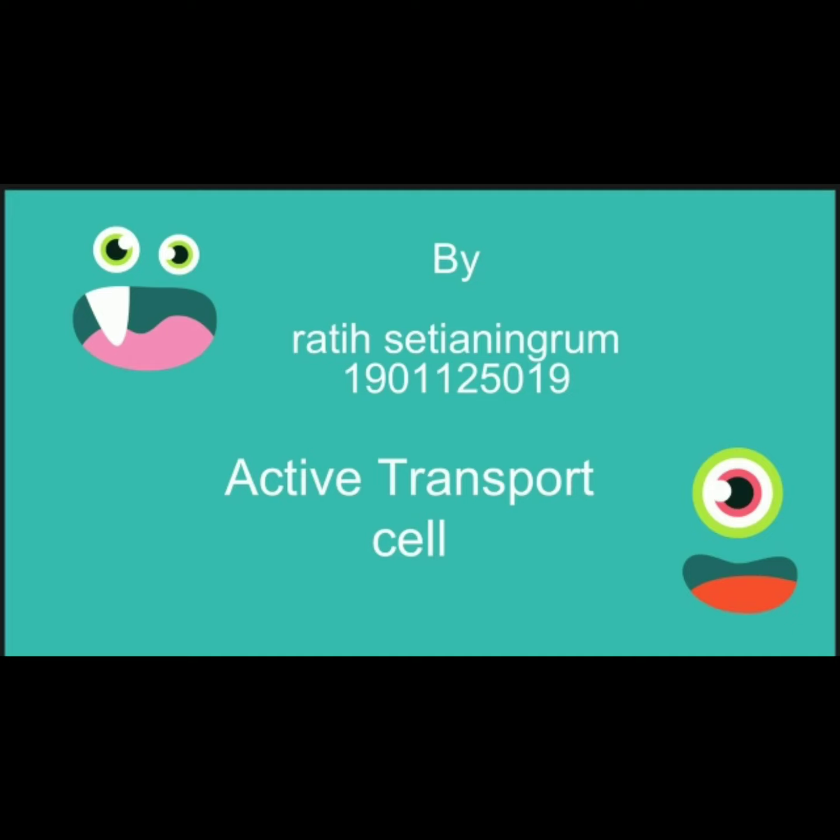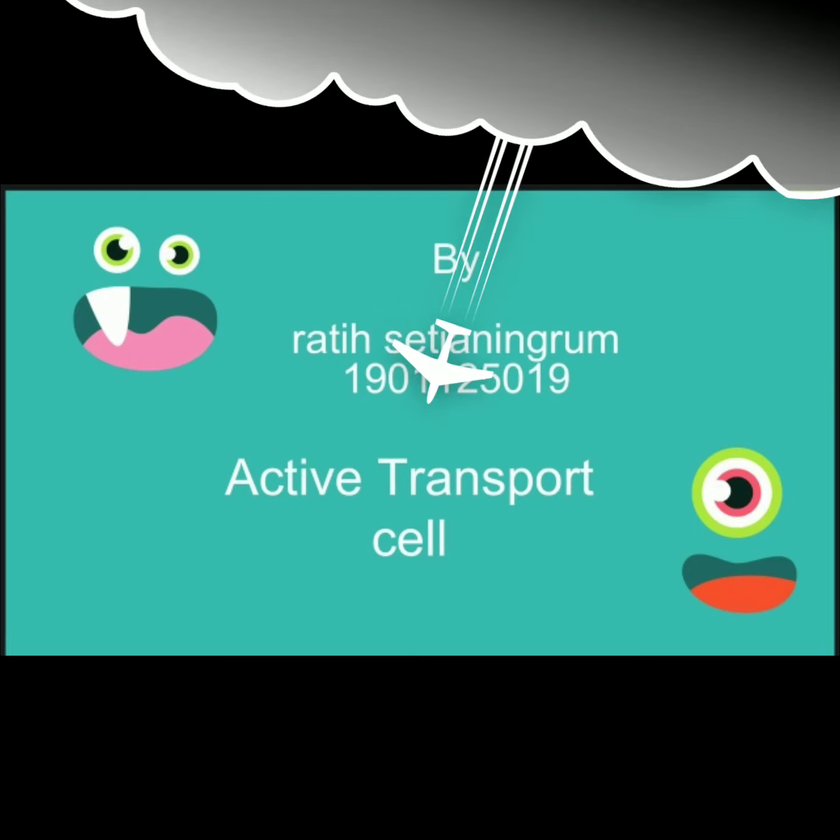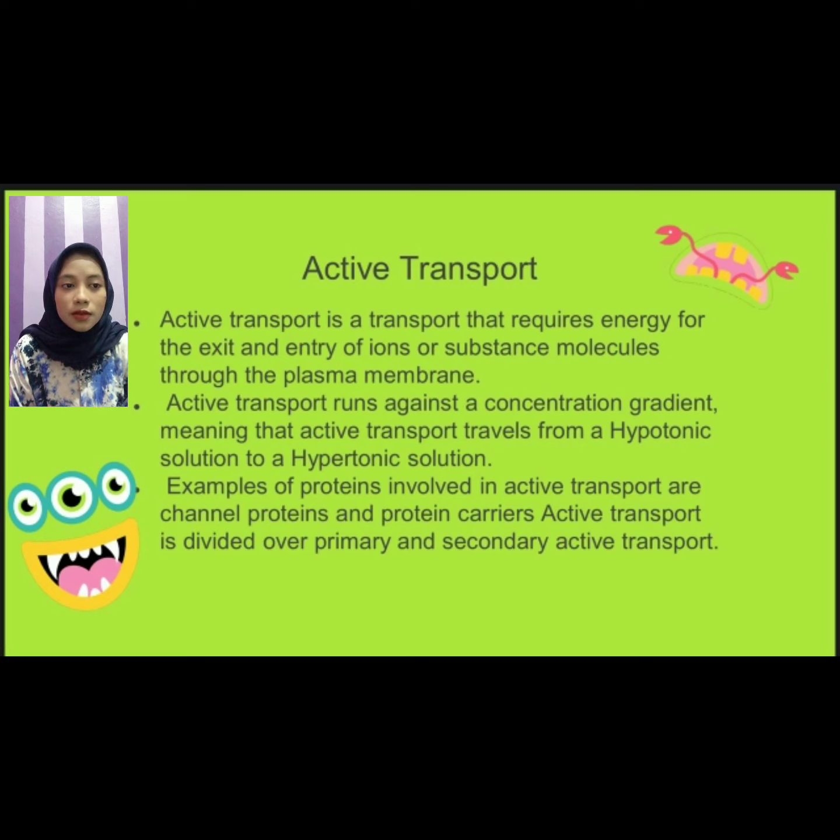I will present about active transport. Active transport is a transport that requires energy for the exit and entry of ions or substance molecules through the plasma membrane. Active transport runs against a concentration gradient, meaning that active transport travels from a hypotonic solution to a hypertonic solution. Examples of proteins involved in active transport are channel proteins and protein carriers.